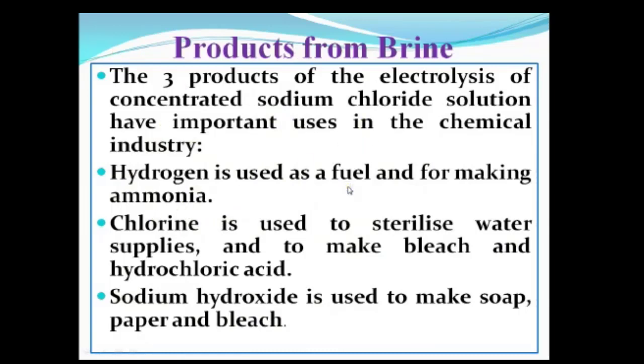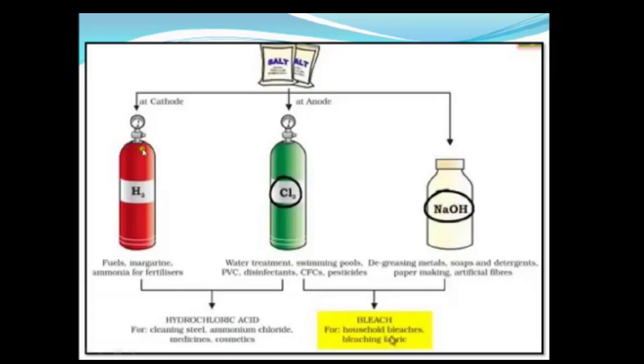So here this is the diagrammatic representation where at the cathode you will get the hydrogen molecule, at the anode you will get the chlorine molecule, and the NaOH as an electrolytic solution. So here they are being used as different bases that we have seen here.